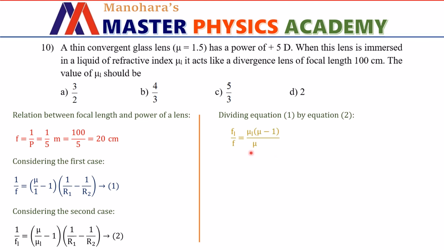following formula, that is FL divided by F equals mu L into mu minus 1 divided by mu minus mu L. Now substituting and simplifying, we get the value of mu L as 7.5 divided by 4.5. Upon further simplification, we may write that as 5 by 3. Option C is the right choice.